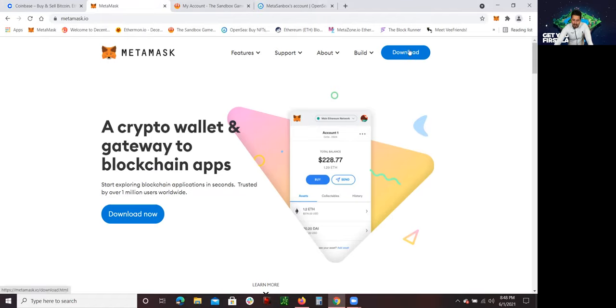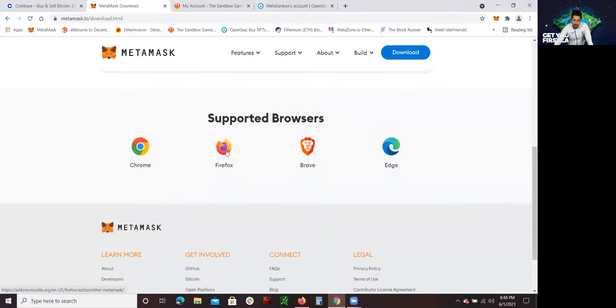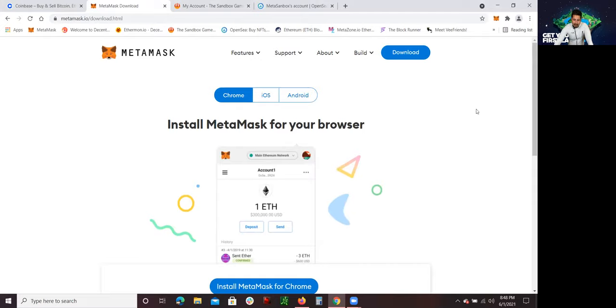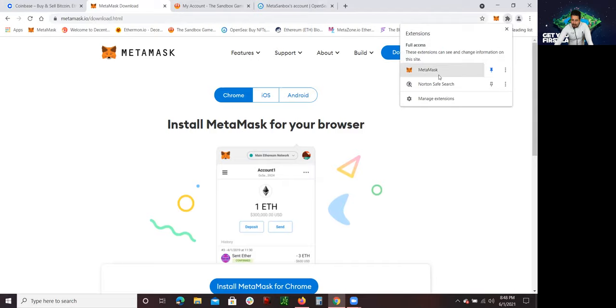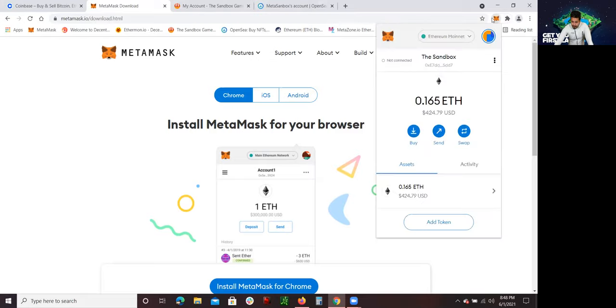Once you download it, whether on your Chrome, iOS, or your Android phone, you can even do Firefox, Brave or Edge, and work there. Once you download it, it pretty much looks like this. You want to add the extension, and pin it as an extension to your browser. Once you pin it, it should look pretty much like this, guys.